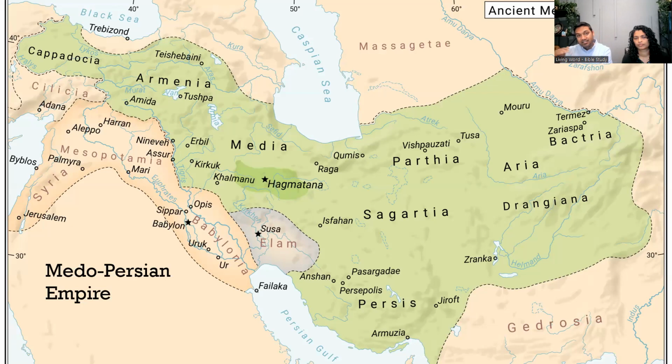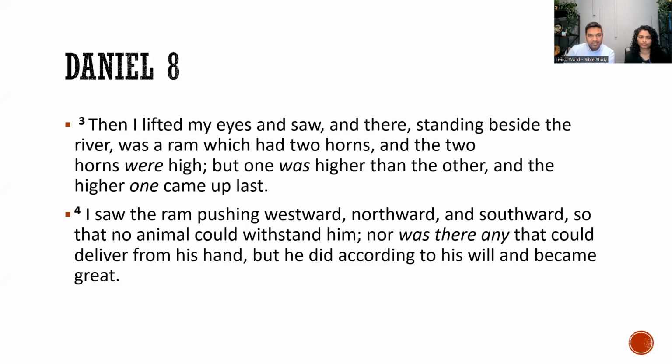In fact, much later on, when Queen Esther and all of them come, all of those happen in Shushan, right? And so Nehemiah, all of that is in Shushan. But that is during the Persian kings, the Medo-Persian kings. So he was there and having a vision. In that vision, it says, "Then I lifted my eyes and I saw there standing beside the river Ulai was a ram, which had 2 horns. And the 2 horns were high, but one was higher than the other. And the higher one came up last."